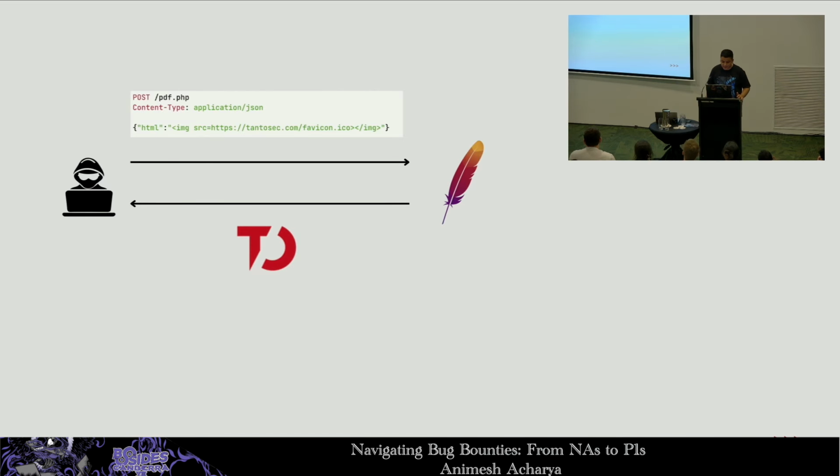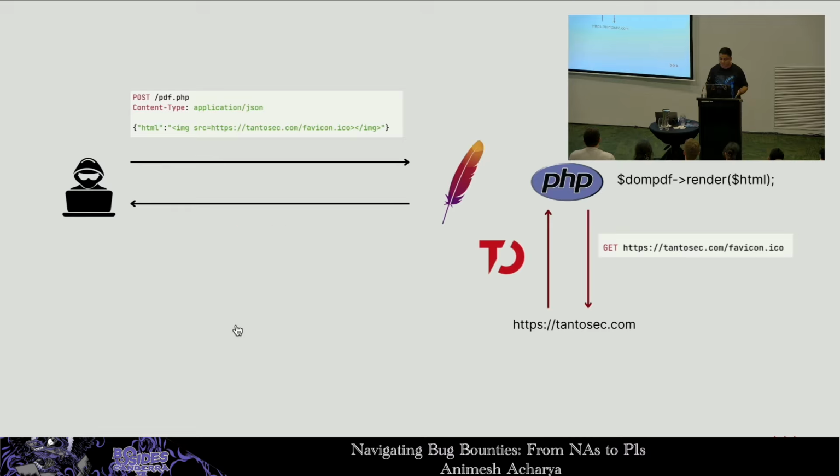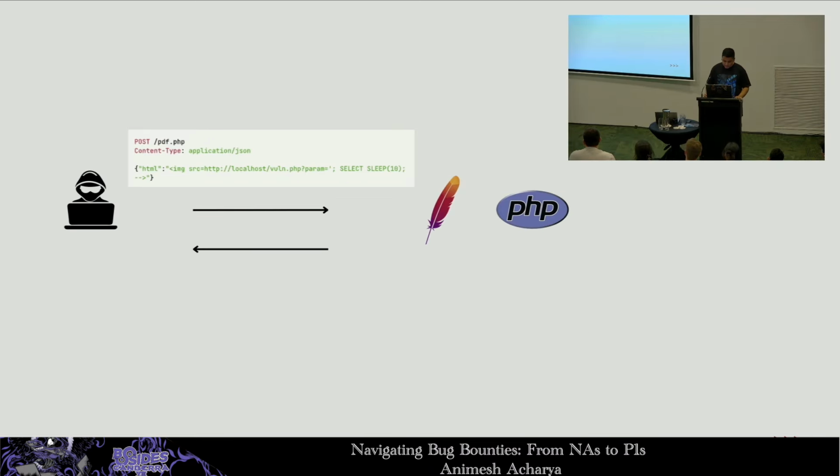For example, I can supply HTML with an image tag pointing to a favicon, and it's going to return me the favicon. How it works is that when I send that POST request, the PHP runtime on the server will fetch the favicon that I requested in the image tag and then give it back to us. So that meant that now I can make the GET request that I need using the PHP runtime on the server side.